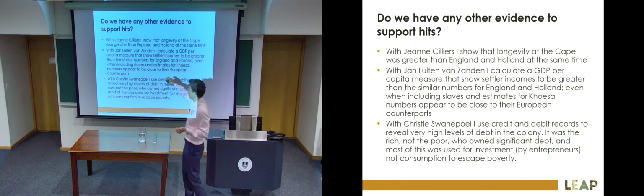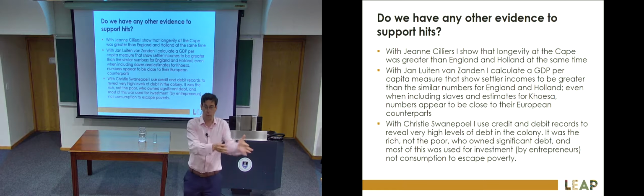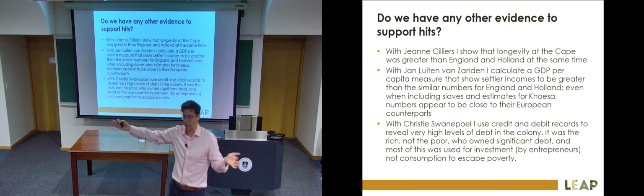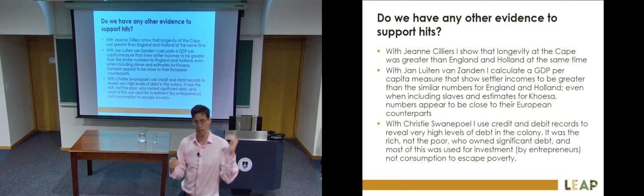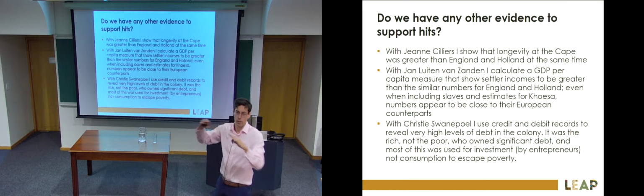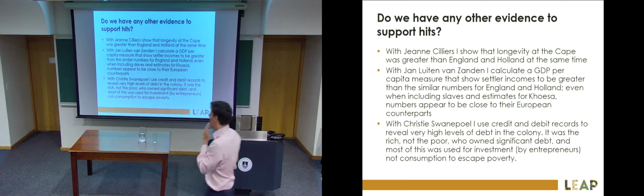With my supervisor, I calculated a GDP measure, so we can calculate for 300 years, from 1700 to basically 2010. We can show that these settlers on aggregate during the 18th century were certainly much more affluent on a per capita basis than England and Holland, and basically that reverses in the 19th century. So at the beginning of the 19th century we see the trend change.